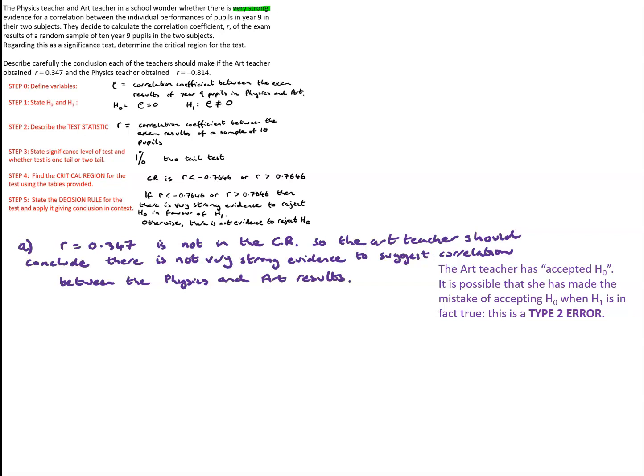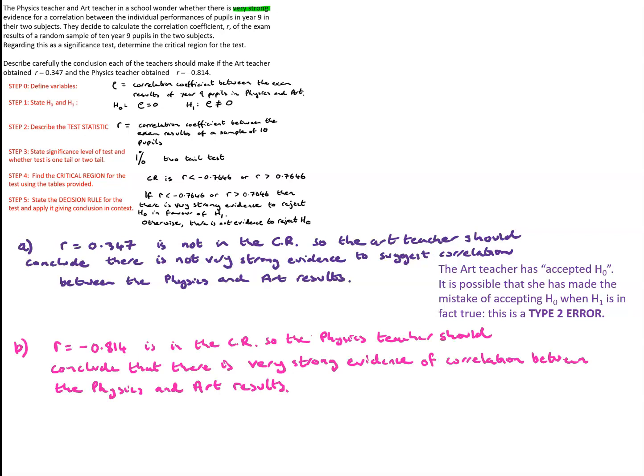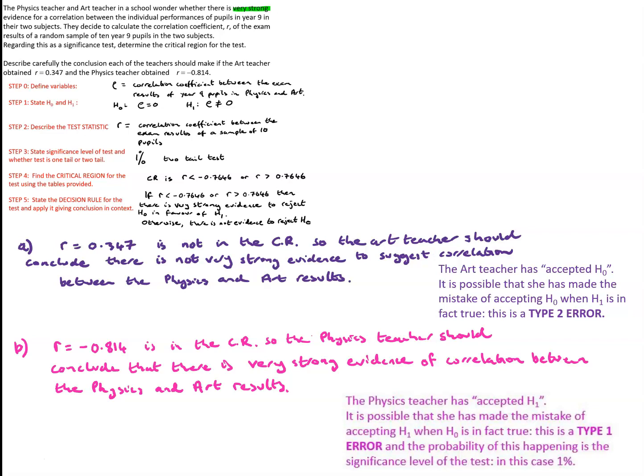The physics teacher obtained a value of r of minus 0.814, and her value is in the critical region, so the physics teacher should conclude that there is very strong evidence of correlation between the physics and the art results. So the physics teacher has accepted the alternative hypothesis.